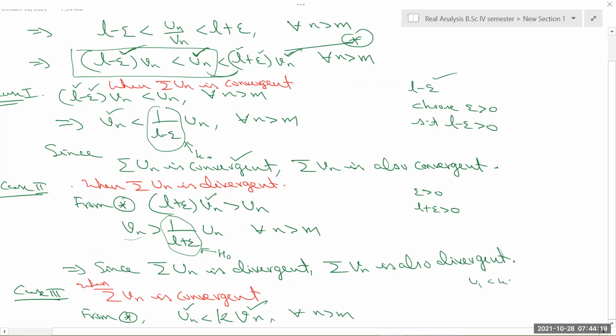u1 is less than k v1, u2 is less than k v2. So obviously the second term u1 plus u2 will be less than k times v1 plus v2, and this is the second partial sum of the series un, and this one is the second partial sum of series vn. So in general, the same relation will be true between their SOPS, sequence of partial sum. So this is the reason why, if series vn is convergent, this implies that series un is also going to be convergent.